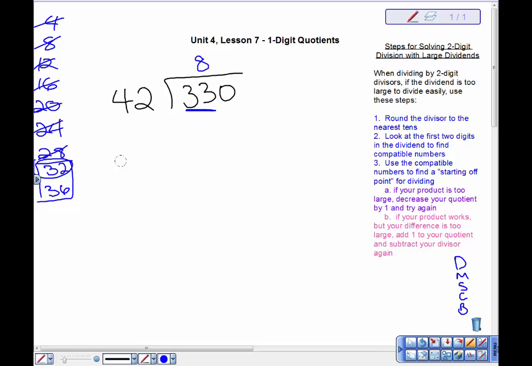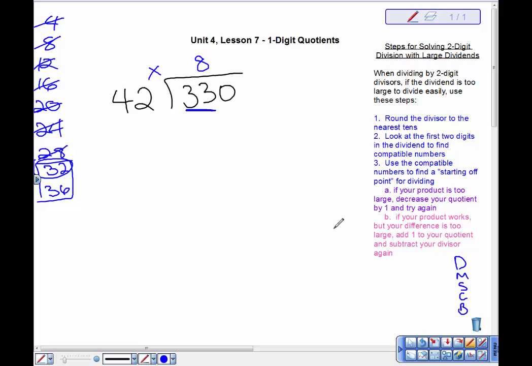Now, 8 is going to be my starting off point. So I want to go back. I'm going to get rid of that 40, and I want to go back to my regular steps. The next step says I have to multiply. So the next thing I want to do is take this 8, and multiply it by 42, because 42 is the real number we're working with.